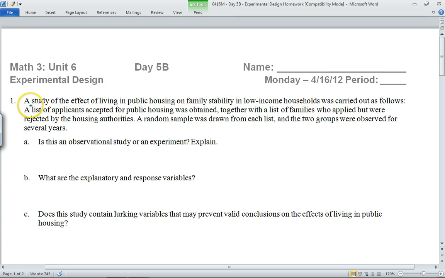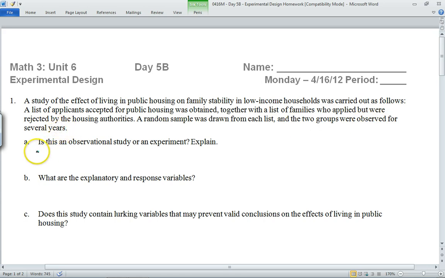Okay, let's do number 1. A study of the effect of living in public housing on family stability in low-income households was carried out as follows. A list of applicants accepted for public housing was obtained, together with a list of families who applied but were rejected by the housing authorities. A random sample was drawn from each list, and the two groups were observed for several years.